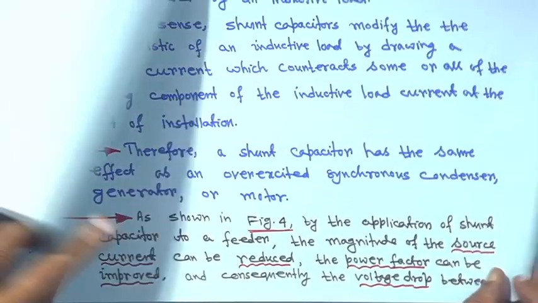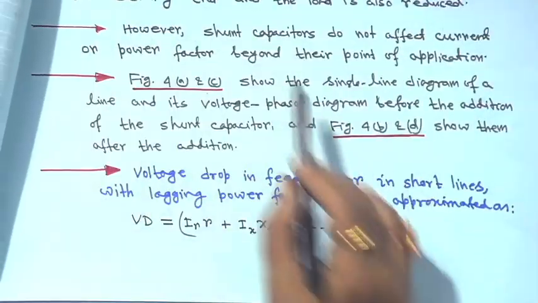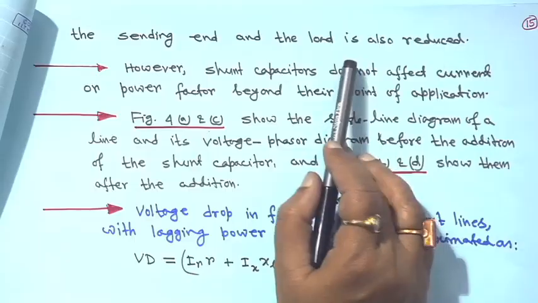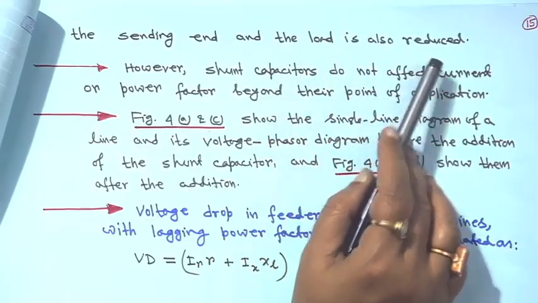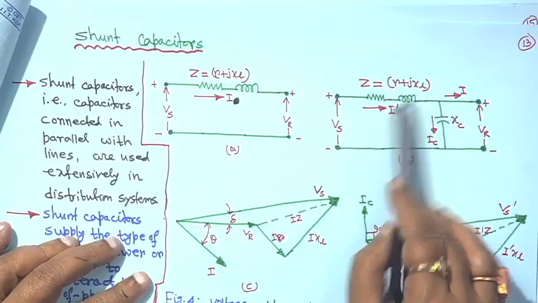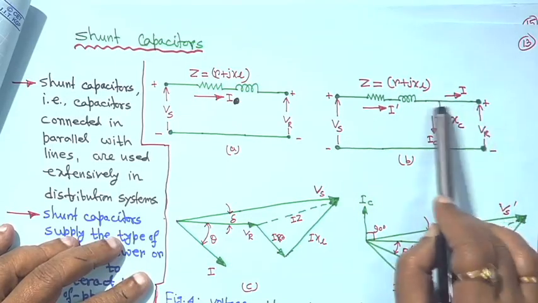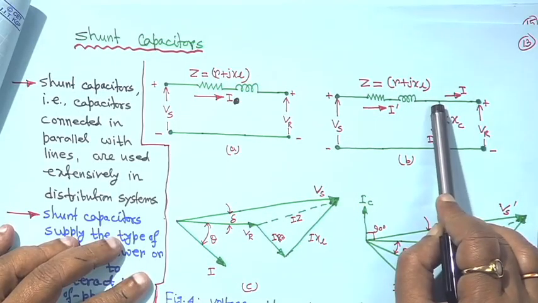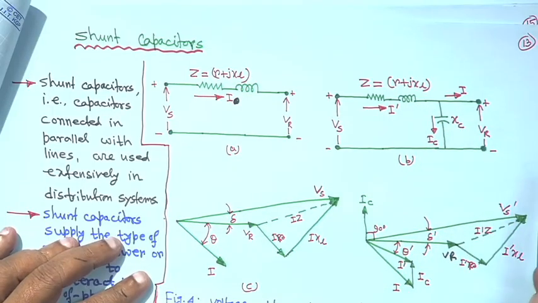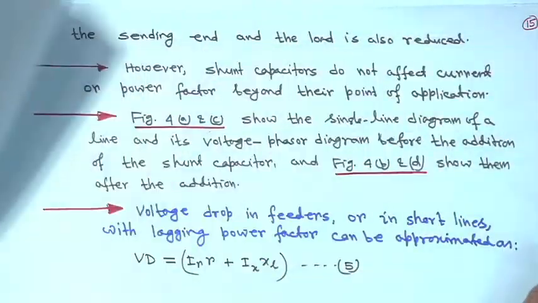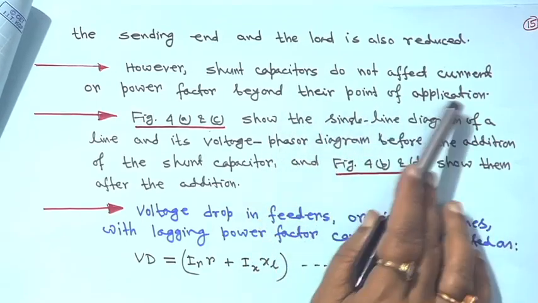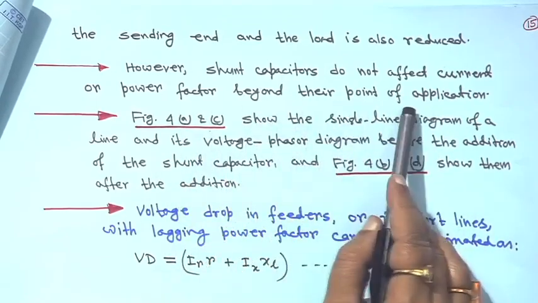And consequently the voltage drop between the sending and receiving end is also reduced, because this current is getting decreased. So, I dash into R plus jXL will decrease. Therefore, this point remains the same, and at this point the receiving end voltage will improve, though not much, but it will improve. However, shunt capacitors do not affect current or power factor beyond their point of application.